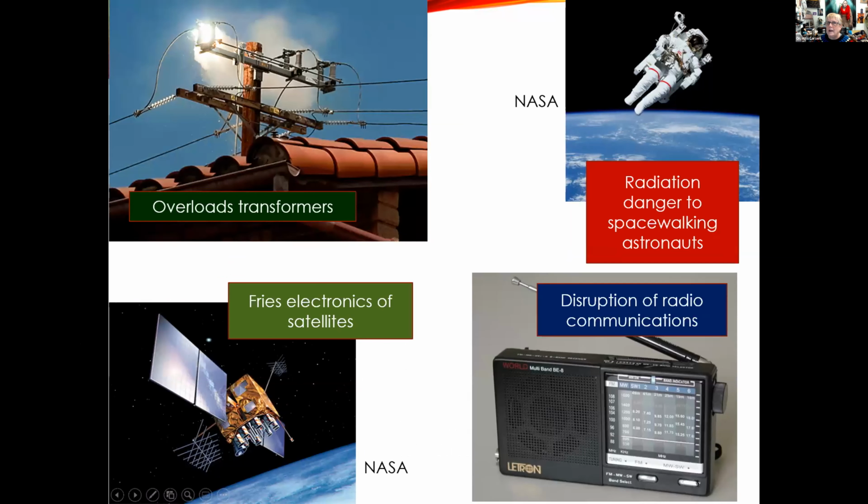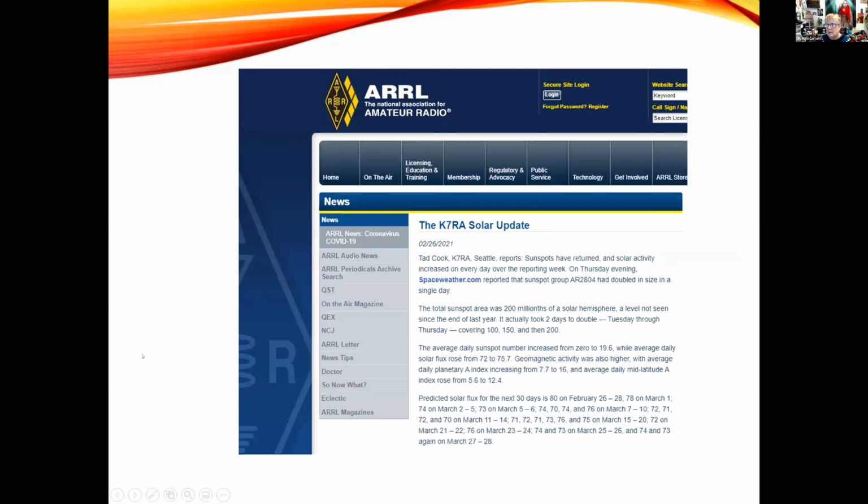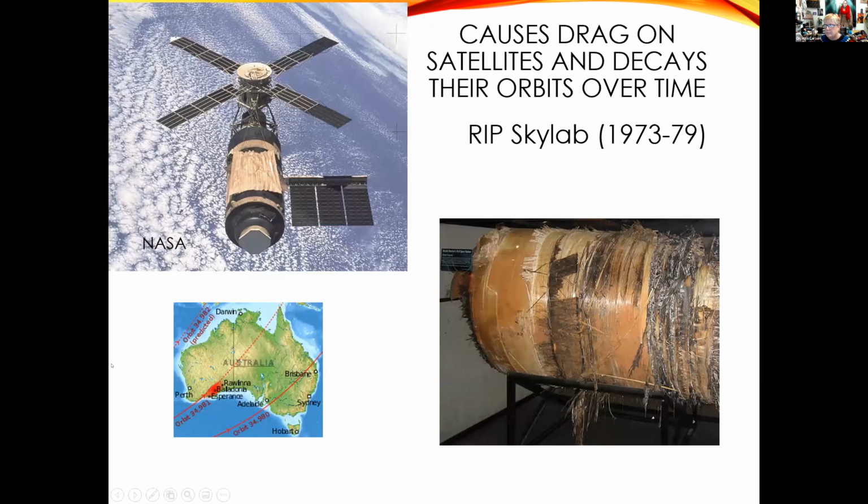But there are some things that aren't quite so pleasant when we have one of these geomagnetic events. It can actually overload transformers, leading to blackouts. It can pose radiation danger to spacewalking astronauts. It can fry the electronics of satellites. It can disrupt radio communications. This is one reason why the American Radio Relay League, or ARRL, keeps an eye on solar activity, so that these ham radio operators can make adjustments in their signal when they know that the sun has energized our atmosphere and affected their radio broadcasts.